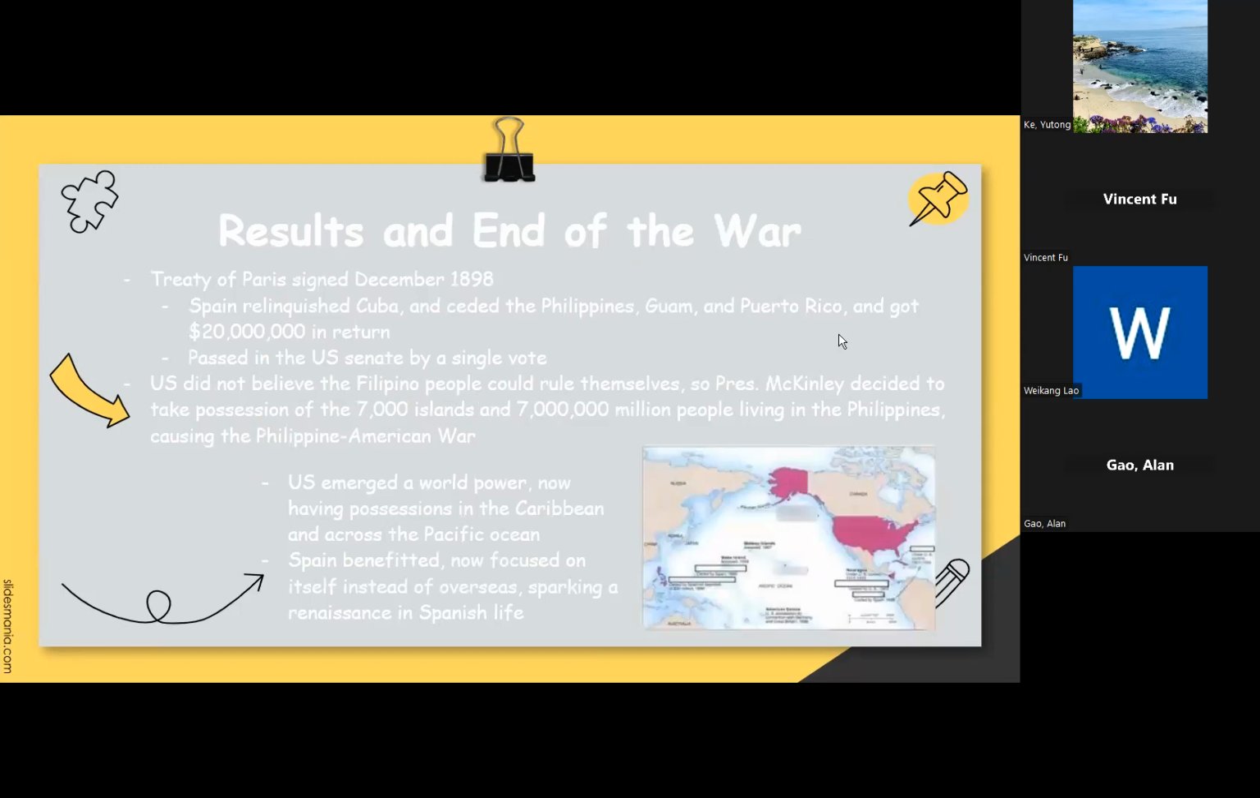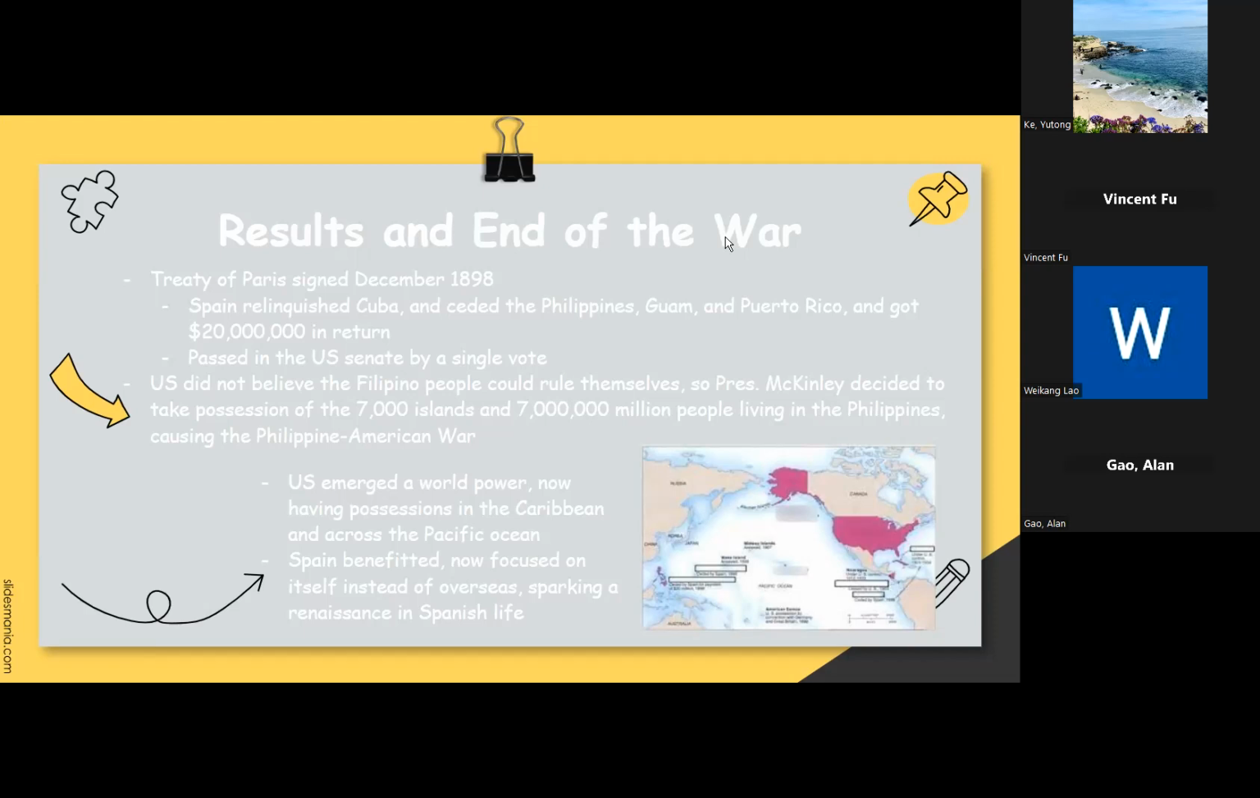All right. So the end of the war, the Treaty of Paris was signed in December 1898. In the Treaty of Paris, Spain relinquished Cuba, Philippines, Guam, and Puerto Rico. You can see in the map in the bottom right. After the war, this was all the United States territory. So you can see the big piece to the right, Alaska, and then the little purple parts at the bottom left, and the little purple parts beneath the United States.